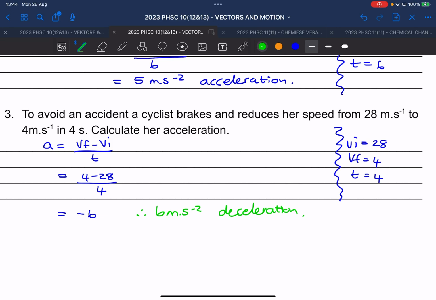Okay, never allowed to leave your answer in the negative. So you write it as a positive and then you give the direction with it. Or you can say negative acceleration. Or you can say in the negative direction. Direction. Yeah?